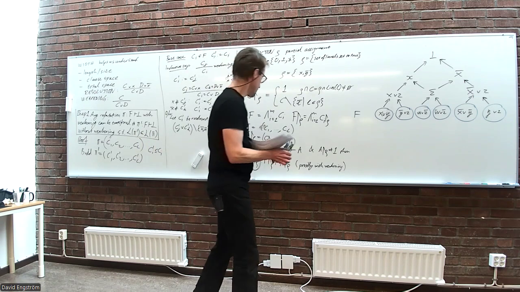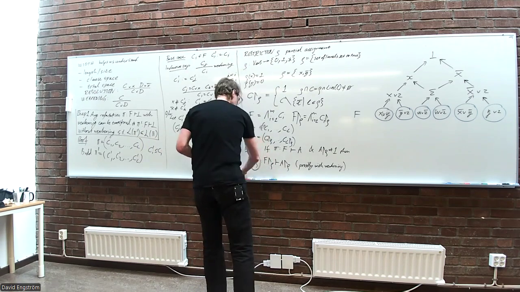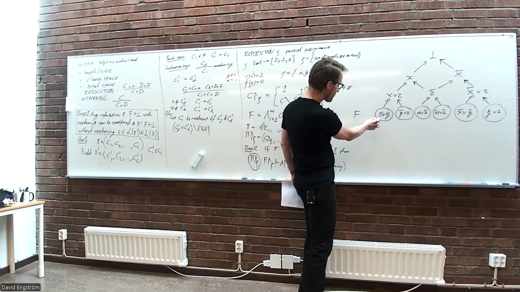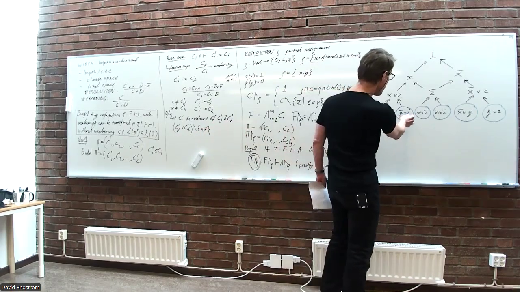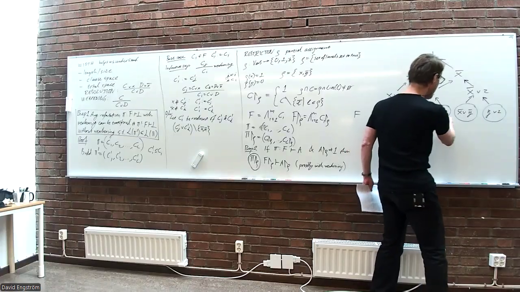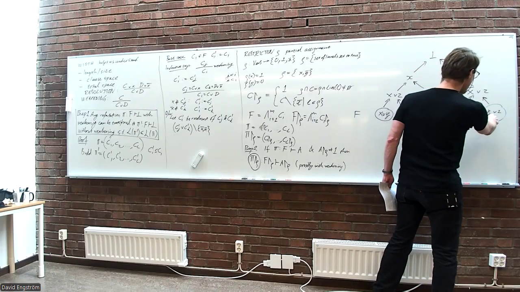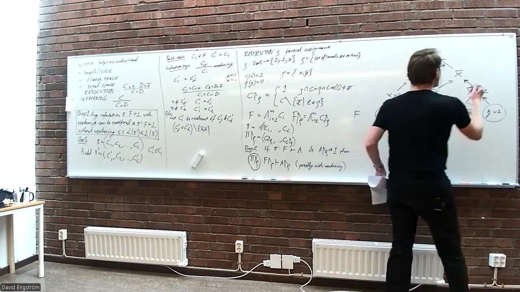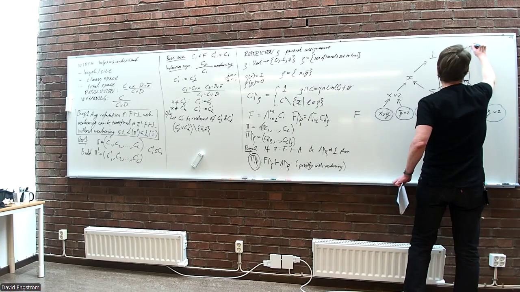Let's see if I can do that. So here is a formula F consisting of x or y, not y or z, w or not z, not w or not z, not x or not y, y or z. And here's a resolution refutation, which we will call pi.